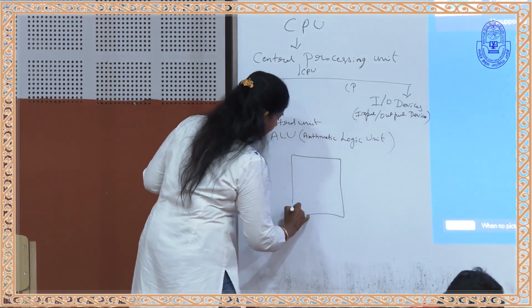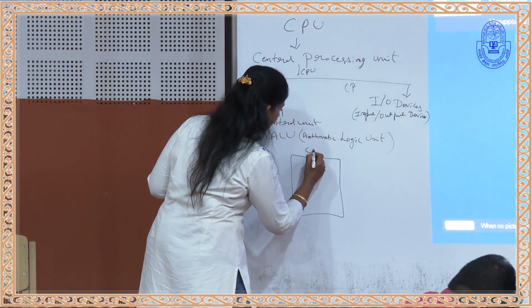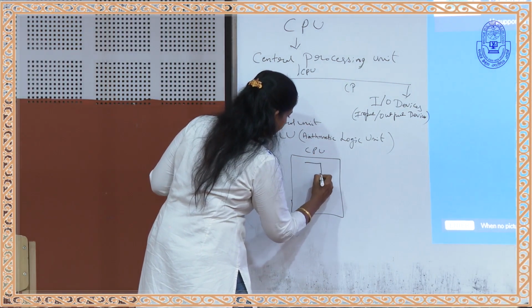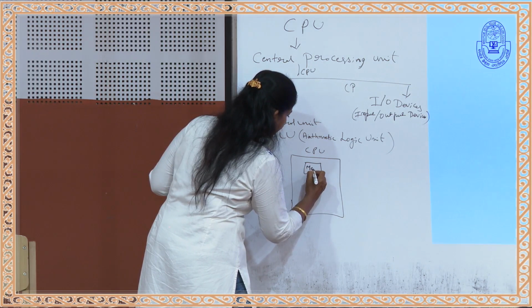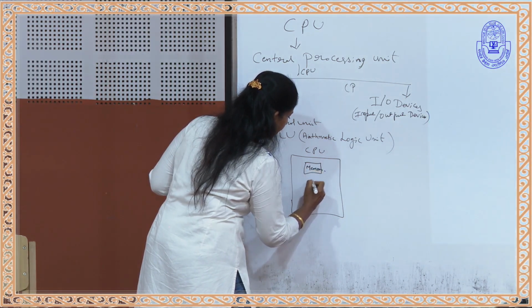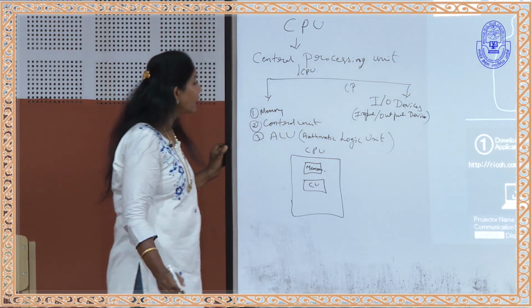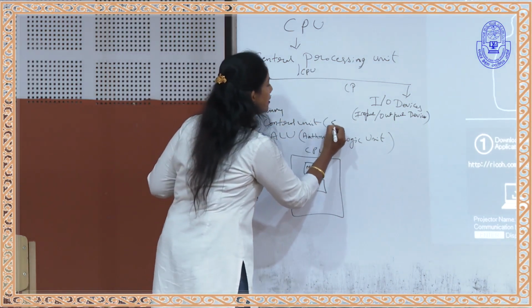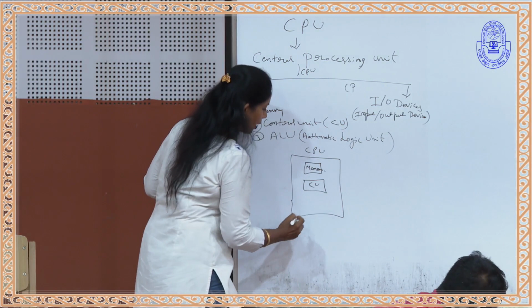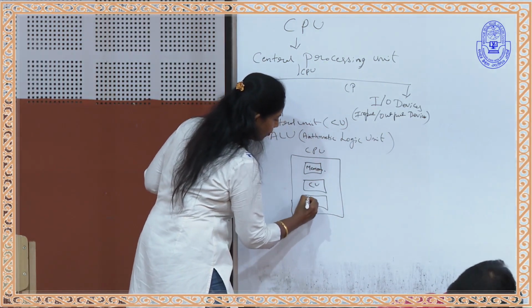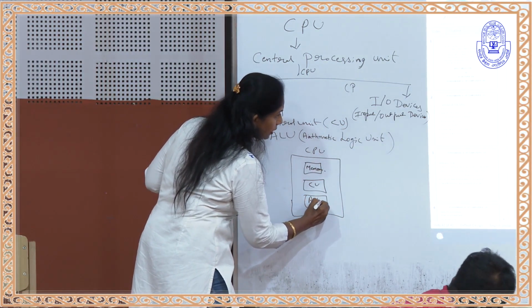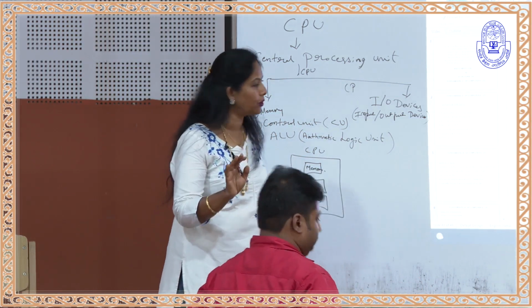Look at this functional diagram. This is the whole CPU. Here you have the memory unit. Control unit. CU means what? Control unit. This is CU, control unit. This is ALU. ALU means what?